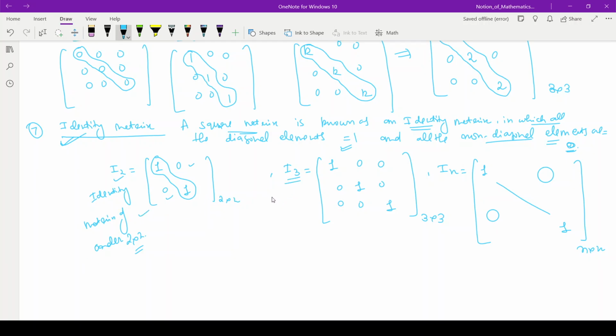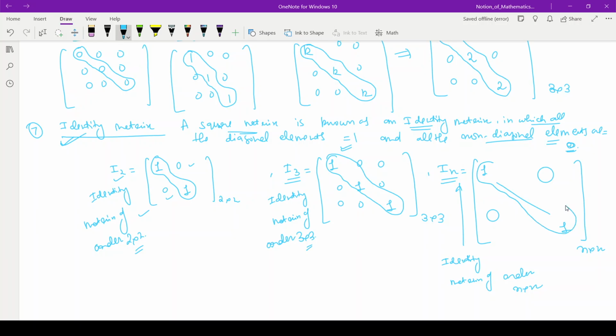If I have written here I3, it is identity matrix of order 3 cross 3. So here principal diagonal elements are equal to 1 and all other non-diagonal elements are 0. So this is In, identity matrix of order n cross n, where all the principal diagonal elements are 1 and all other non-diagonal elements are 0.